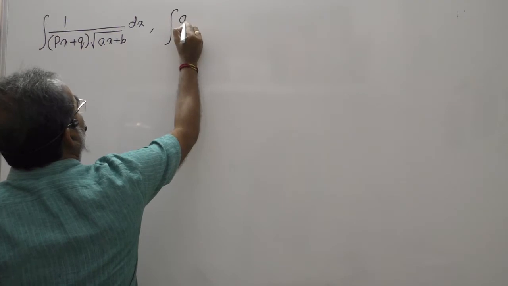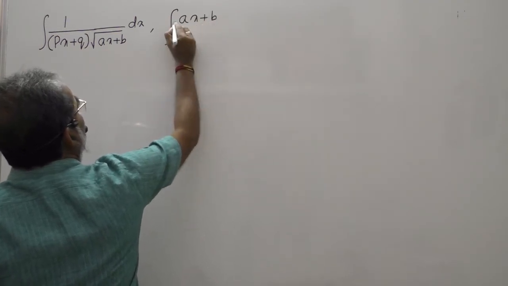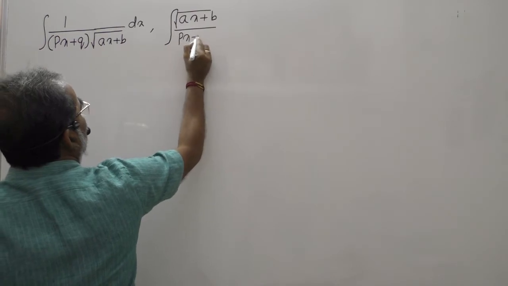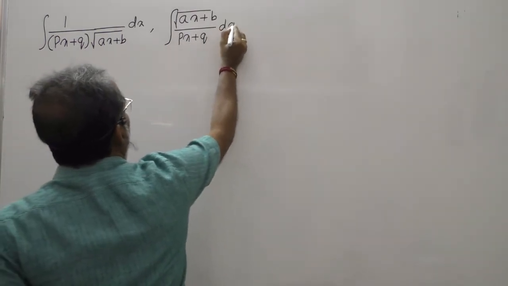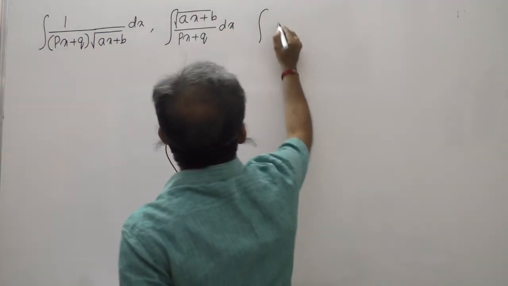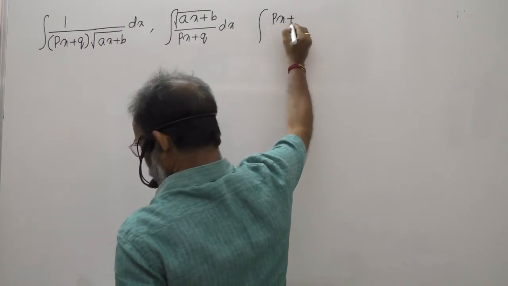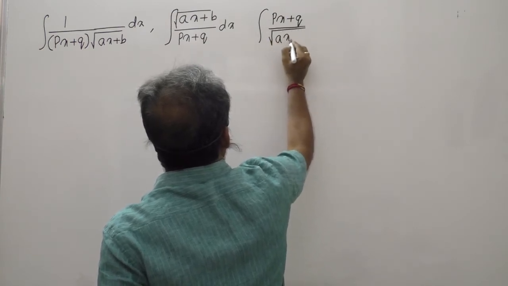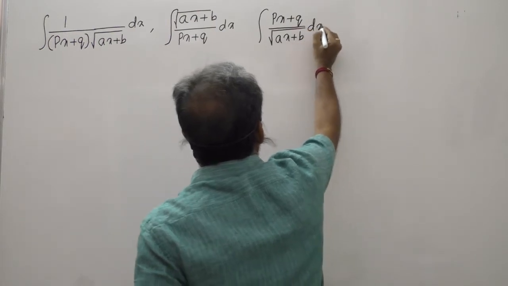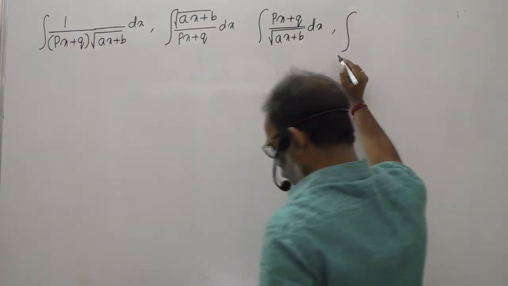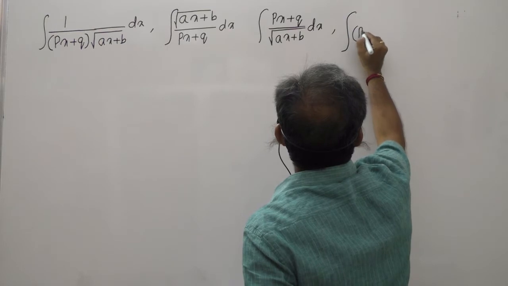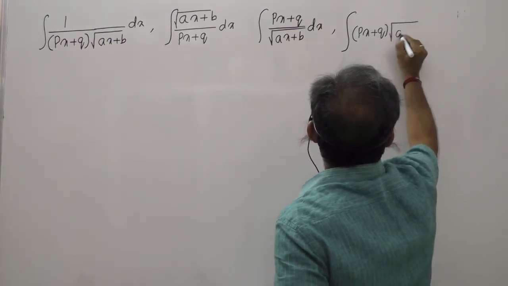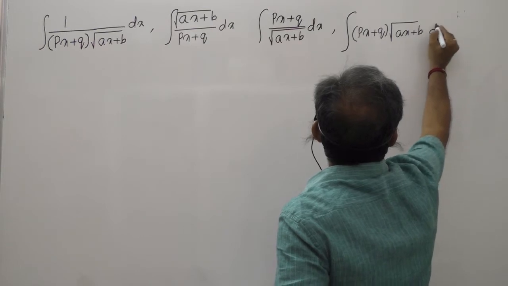Or integral root over (ax plus b) divided by (px plus q) into dx, or integral (px plus q) divided by root over (ax plus b) into dx, or integral (px plus q) into root over (ax plus b) into dx.